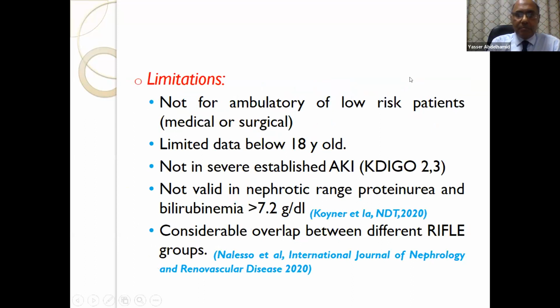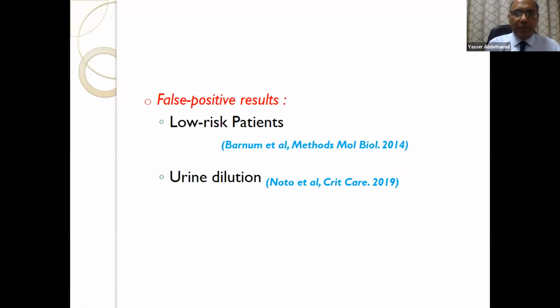Unfortunately, the limitations: not for ambulatory or low-risk patients, it should be used for high-risk patients. لسه الاستعمال في البيشنت low risk مش that common. Limited data below 18 years old, not in severe established, of course, early in stage 1. Not valid in nephrotic range proteinuria. Proteinuria gives false results. There is considerable overlap between different RIFLE criteria, so it cannot identify which stage exactly we are in regarding acute kidney injury. False positives occur in low-risk patients and in cases of urine dilution, which is occasionally met in ICU patients due to use of IV fluids.